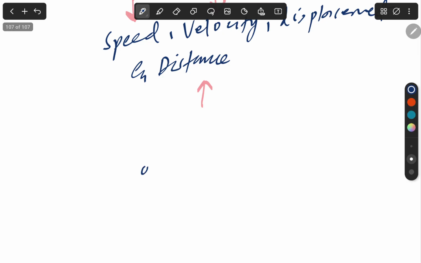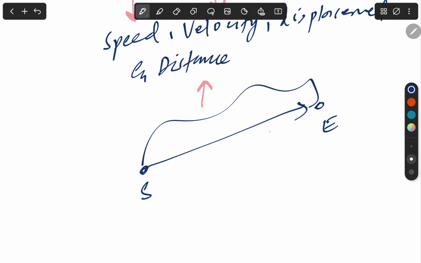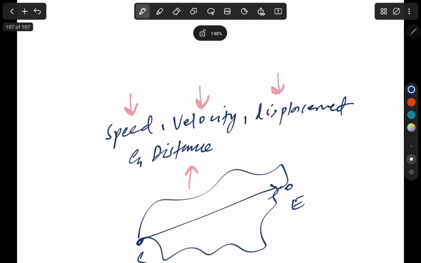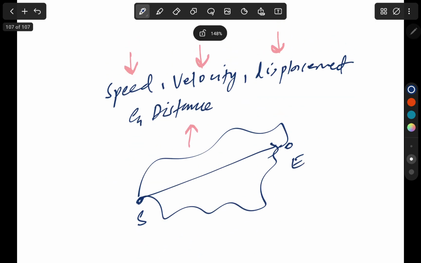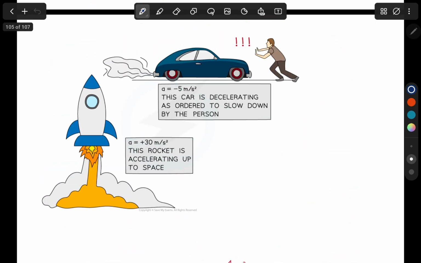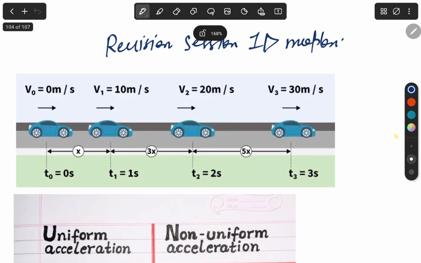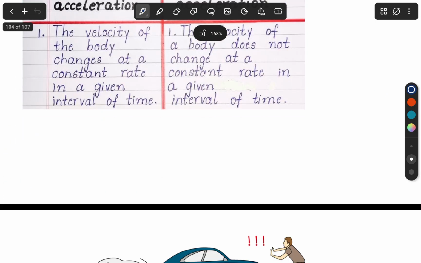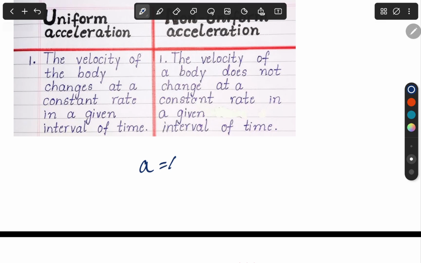We saw a diagram that looks something like this. So this was displacement from the starting point to the end point, and the distance was the path traveled, the actual path traveled. We did some examples, and we saw what is uniform and non-uniform motion. We also saw what is acceleration. Acceleration is the rate of change of velocity.